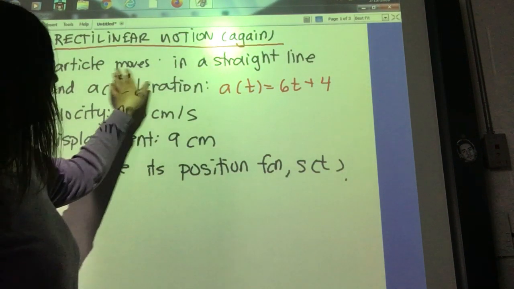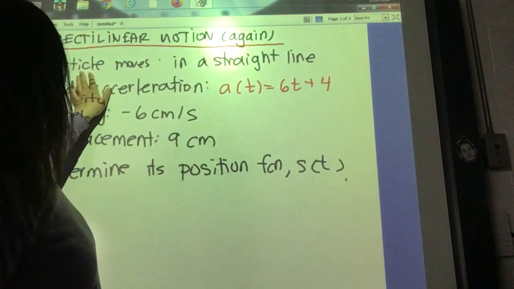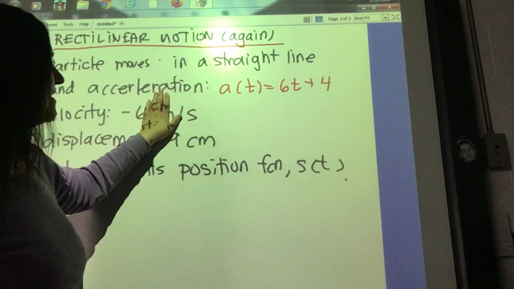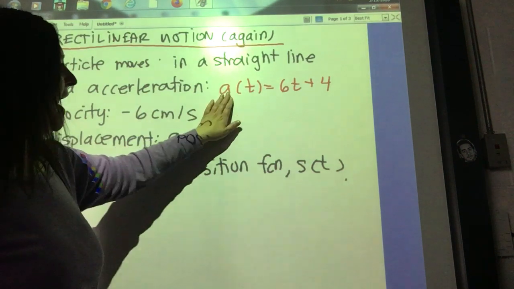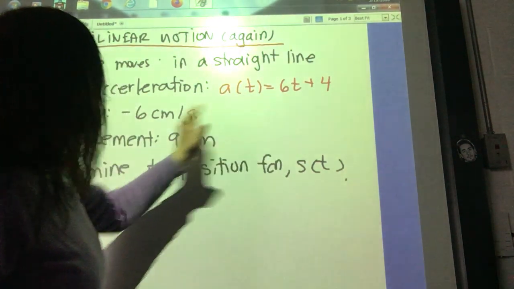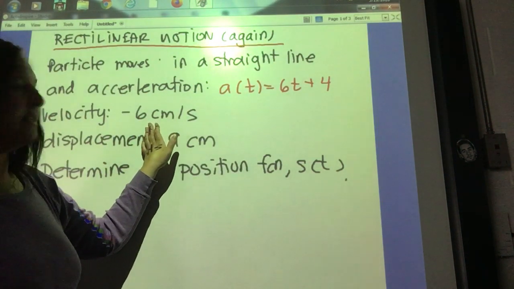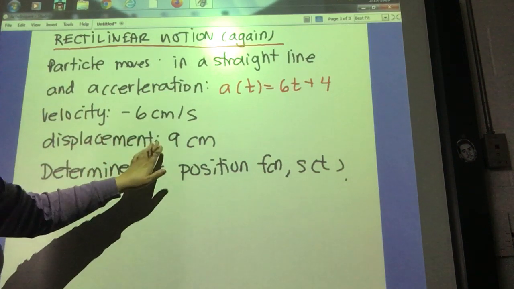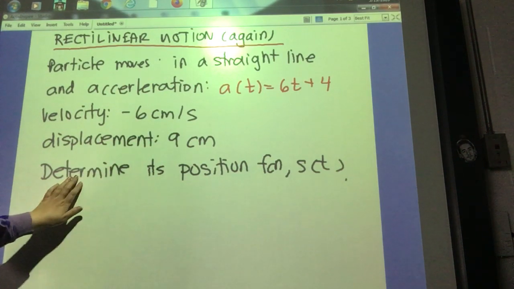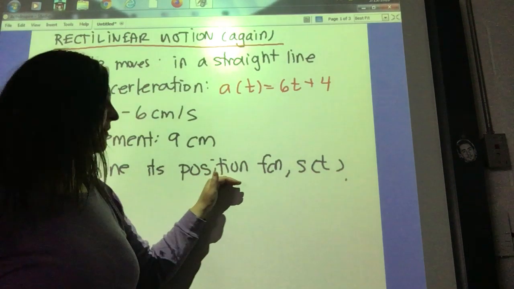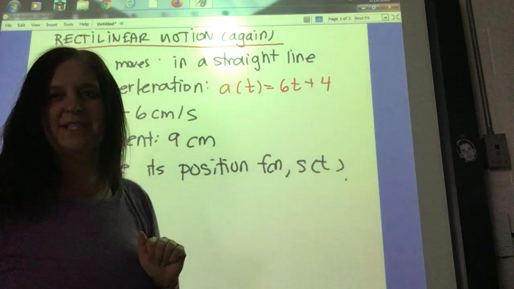Okay, so in the example in your notes, we say that the particle moves in a straight line. The acceleration is given to us. The acceleration a of t is 6t plus 4. They tell us the initial velocity is minus 6 centimeters per second, and displacement is 9 centimeters. Based on the information, we want to figure out what the position function s of t is.